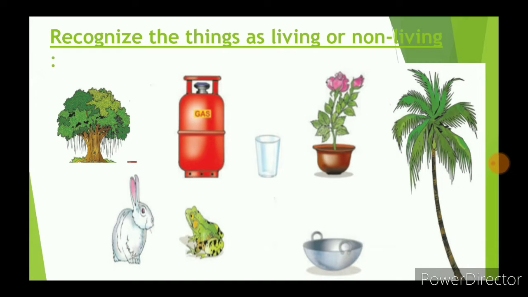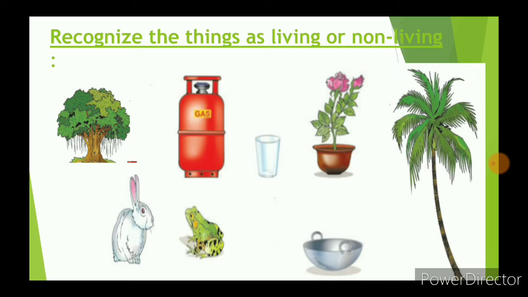Now, as I can classify them, first I will tell you the living things. Tree, rose plant, frog and rabbit are the living things in the picture. Whereas gas cylinder, glass and oak are non-living things. Coconut tree is included in the group of living things.